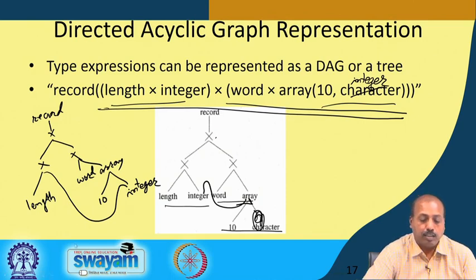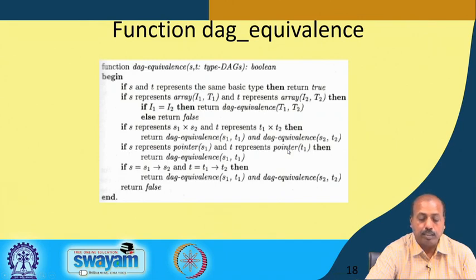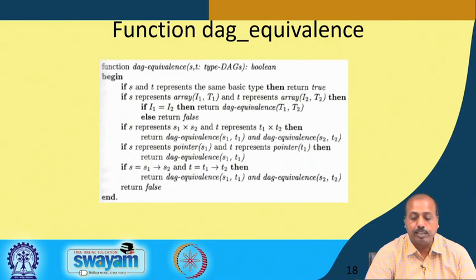So, we can have all these representations of this type, and then we can check for the type equivalency. This is a function that checks for the equivalency of these directed acyclic graphs. If S and T represent the same basic type, then it returns true. This is the first rule. If S and T are of basic type, say both are integer or real or character or boolean, in that case it will return that S and T are equivalent.